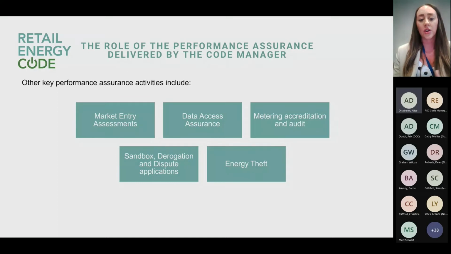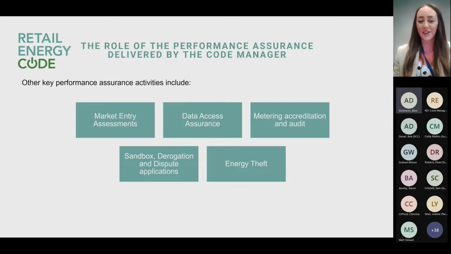So aside from our core performance assurance activities, we also undertake some wider assurance activities as well, which are highlighted on this slide here. So for example, we administer the metering codes of practice accreditations and audits. We also operate a number of governance processes working with the PAB. So for example, consideration of derogations, sandbox and dispute applications. And also we operate the energy theft arrangement. So for example, monitoring of the theft targets.